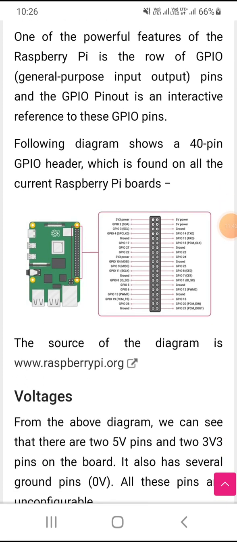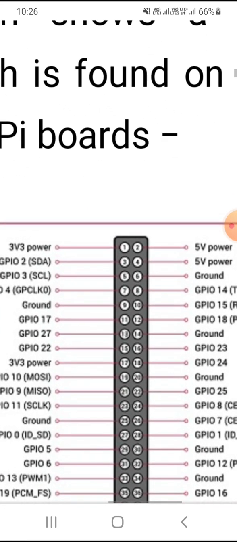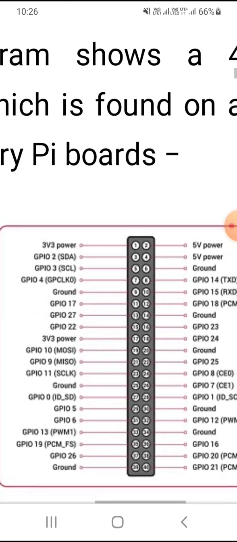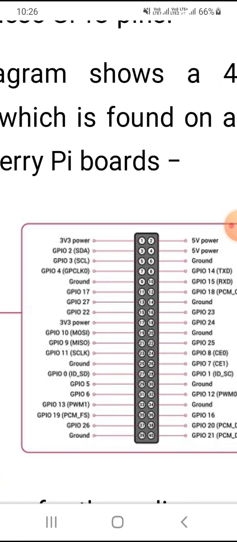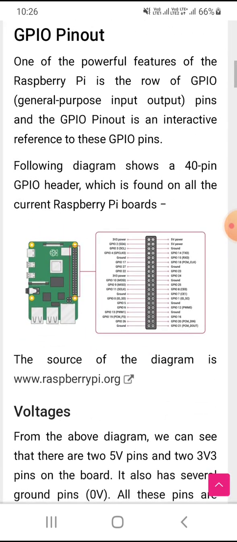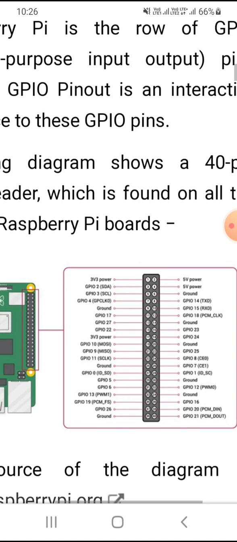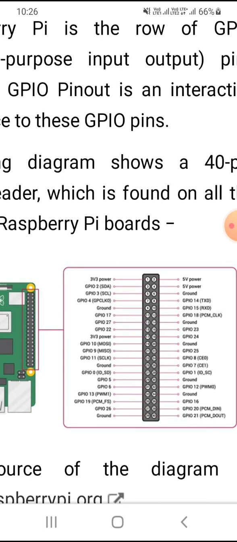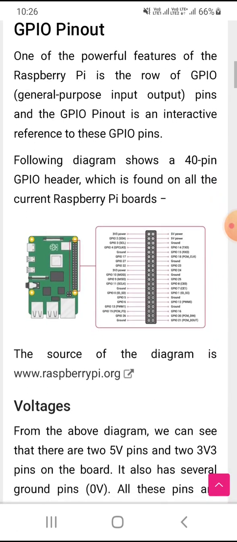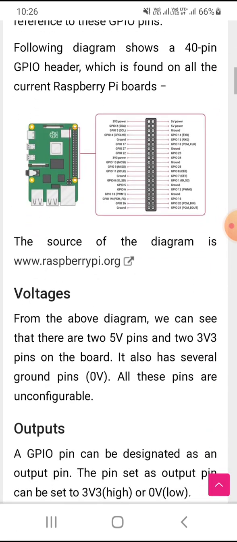So here is a 3.3V power and a 5V power. GPIO2, GPIO3, and GPIO4 are general purpose input output pins, and GPIO17 is connected to the general purpose input output connector. So these are the diagrams you can understand.